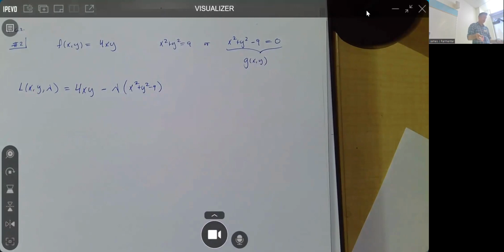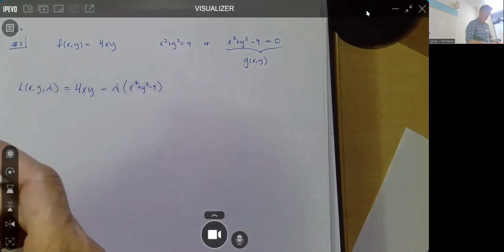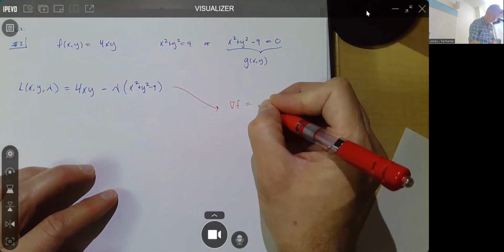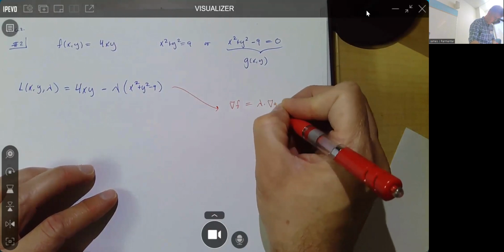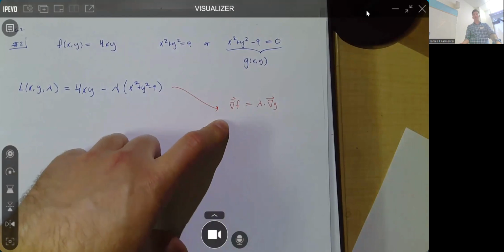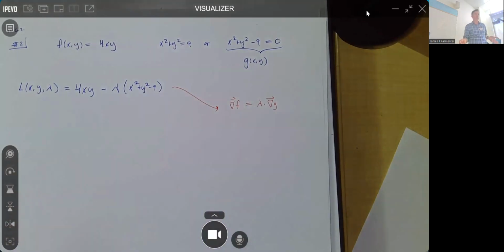What I want to mention, though, is that you could also do this as taking your gradient of f and setting it equal to lambda times your gradient of g. You shouldn't do it this way unless you really, really, really prefer to do it that way, but they're literally the same thing. Let me show you what I mean.